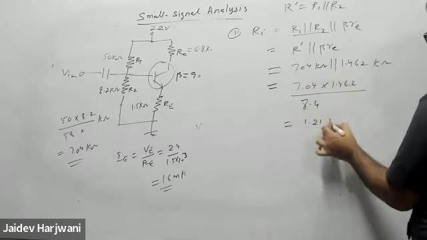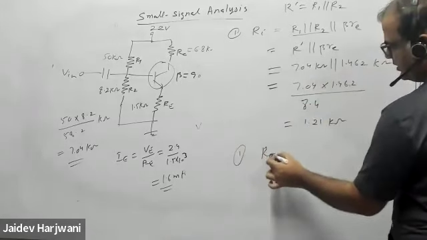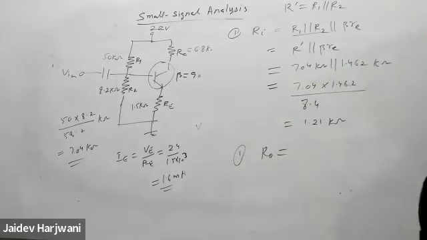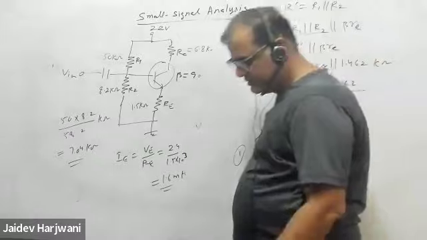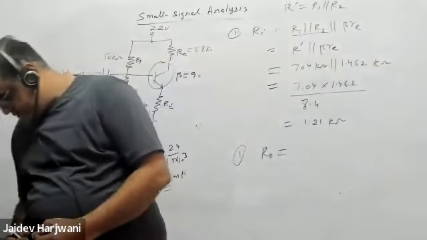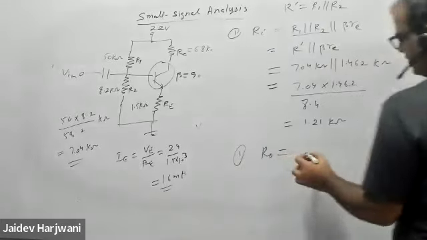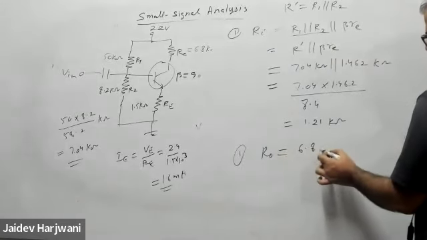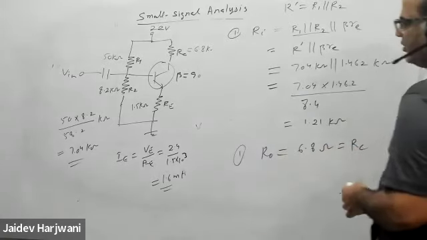1.21 kilo. Okay. And now second is your R naught. How much is R naught coming? R naught, there is only RC. RC is how much? RC is 6.8 kilo ohm. So R naught is only 6.8 kilo ohm. Nothing else is there, only RC is equal to RC. R naught is infinite.